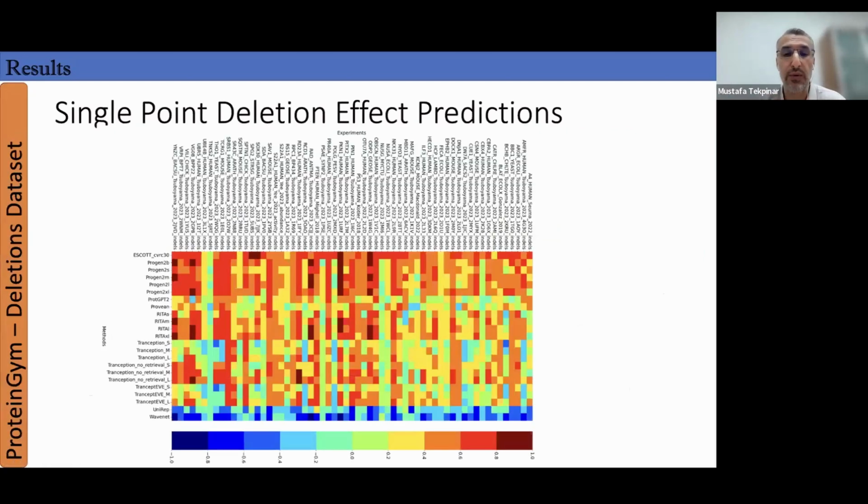Okay, up to this point, I talked about only substitutions, multiple and single point substitutions, but the PRESCOTT algorithm can be used for predicting deletion effects as well. On the x-axis, you are seeing about 60 experiments from different species. It's not just human here. And on the y-axis, you are seeing about 20 methods predicting deletion effects. The top row is PRESCOTT results.